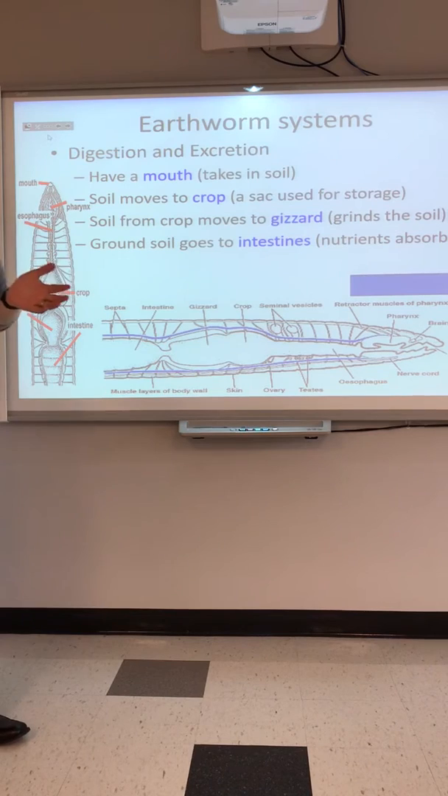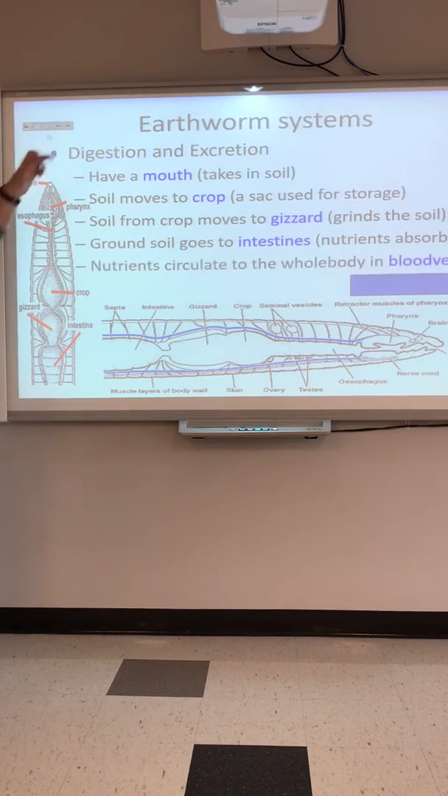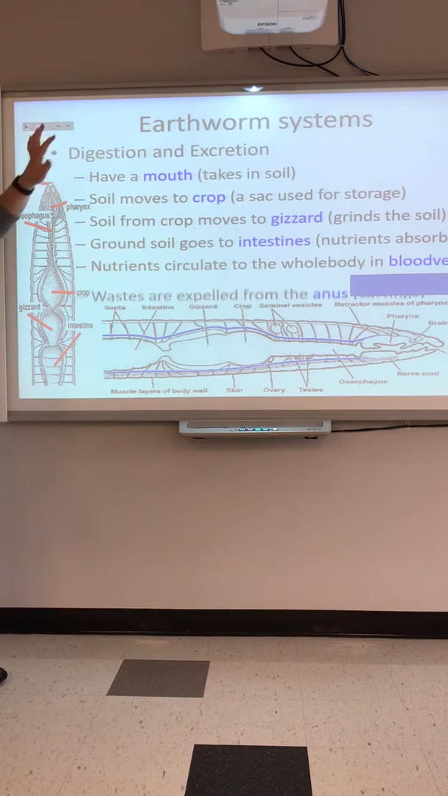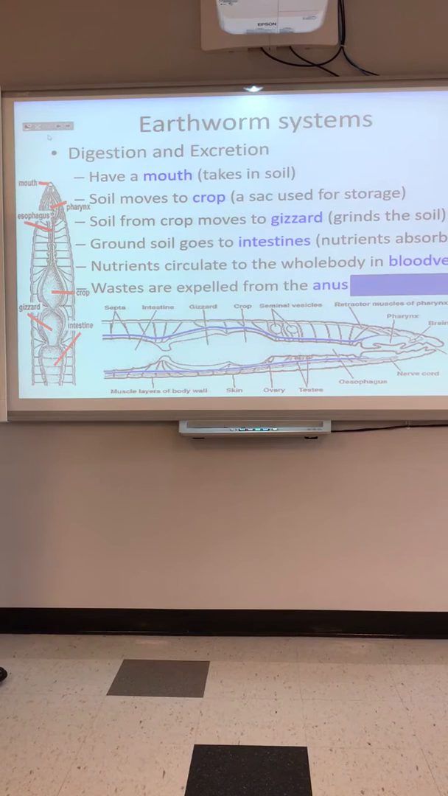That's where the nutrients are absorbed. They have an intestinal tract much like our own. Nutrients circulate to the whole body in blood vessels, closed circulatory system, if you remember that from yesterday. Wastes are expelled from the anus, which are called castings. And these are what farmers and gardeners like because they bring new nutrients to the soil. Lots to go through right there, but that's from mouth to anus, their digestive system.